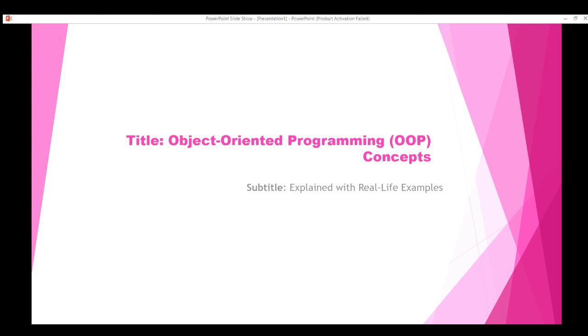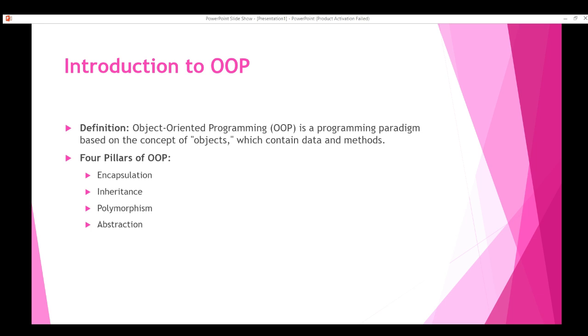Today in this video we study object-oriented programming and its real-life examples. So what exactly is object-oriented programming? It is based on objects which contain data and methods. There are four important pillars of OOPS, which are encapsulation, inheritance, polymorphism, and abstraction.